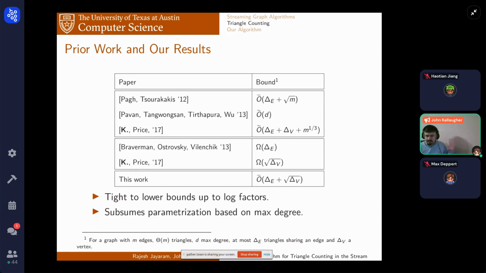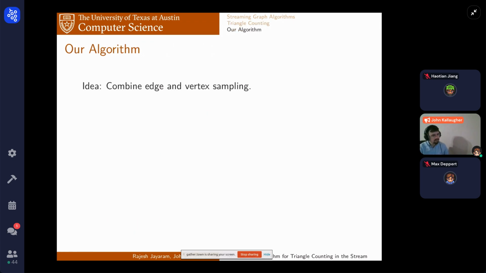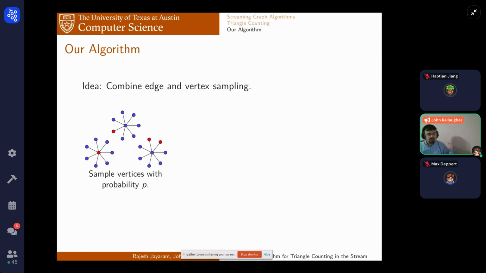So now I'm just going to finish off by briefly telling you what the algorithm is. The idea of our algorithm is that you combine what we call edge sampling and vertex sampling. Recall that the model we're thinking of is that you're seeing the graph as a stream of edges, one edge at a time. So you sample vertices with probability p.